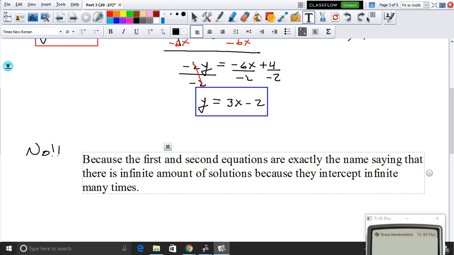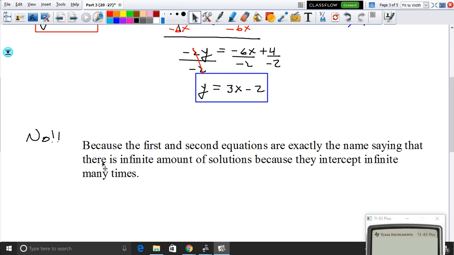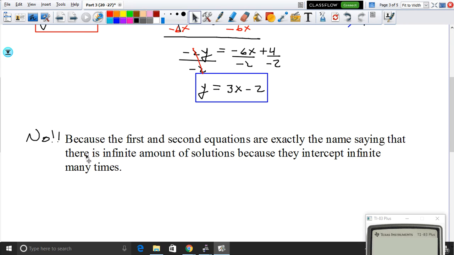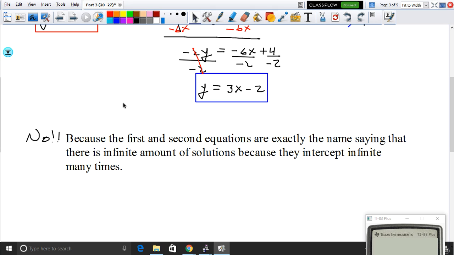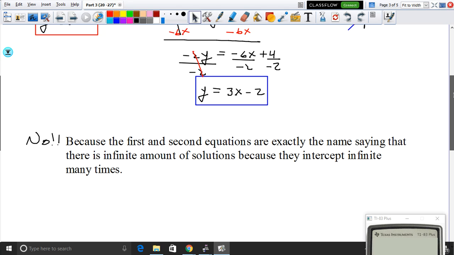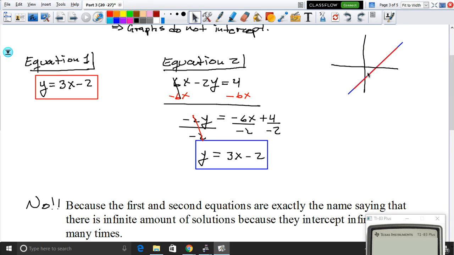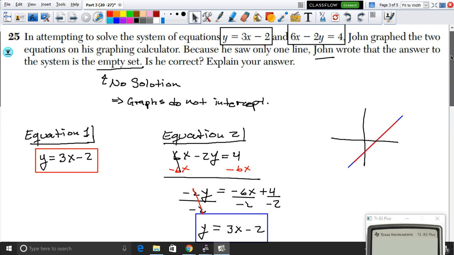This is pretty much it. So no, this student is not correct, because if you graph both of them, you will see that it's the same equation. That's why it looks like it's just one solid line, because it will overlap, such as here. So that is pretty much saying that they overlap, they're touching each other an infinite amount of times. So no, the answer is not the empty set.